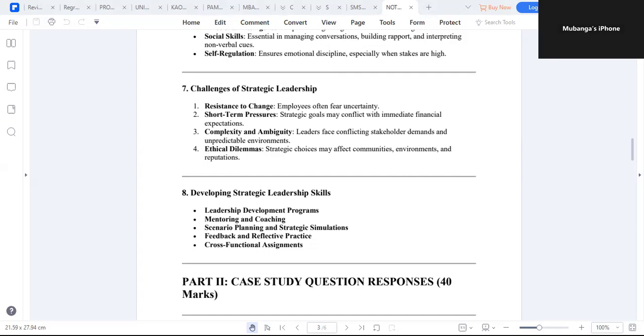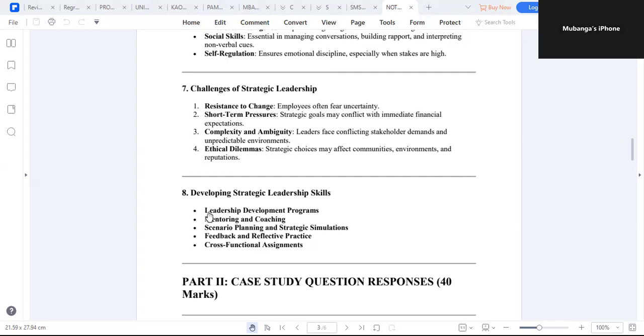So strategic decisions often have serious consequences on people, communities, and the environment. So leaders must consider how these choices will affect the reputation of the organization, the social responsibility, and choosing what is right over what is easy or profitable. This is a major leadership challenge, right?